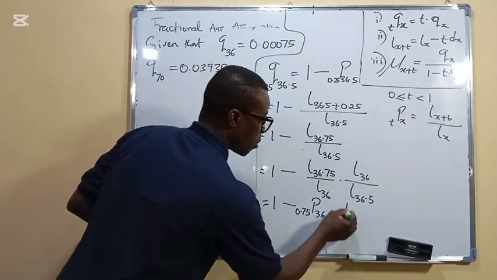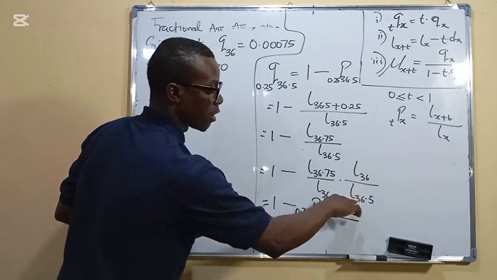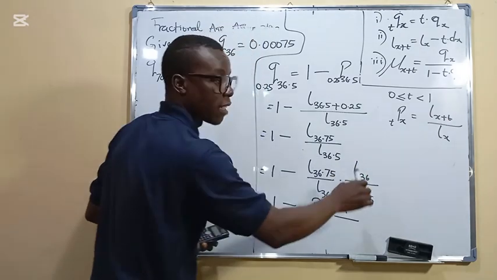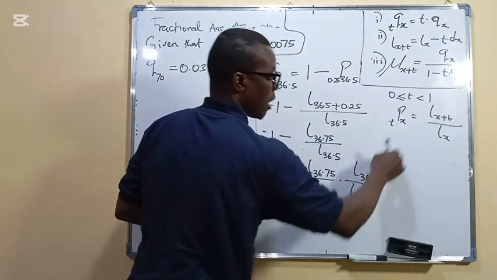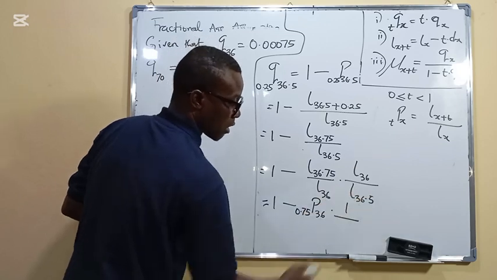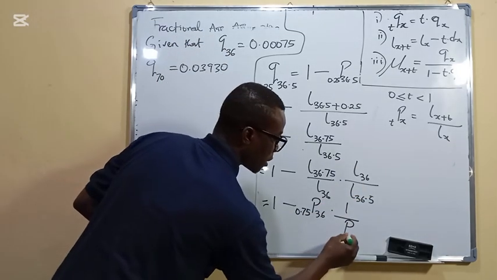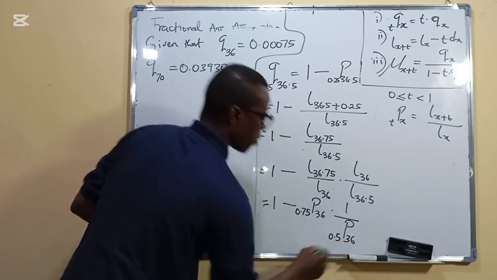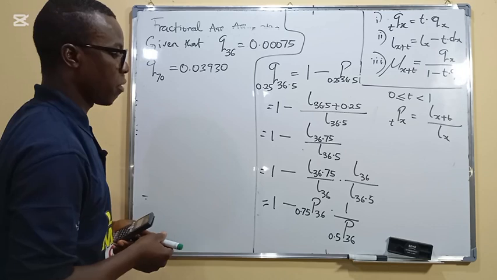And then dot, this will be 1 over, because when you see this, you can see this is more than this. Usually, the formula says this is greater than this, as in we have Lx+T over Lx. So you can see here we have 36.5. So I'm going to say that is 1 over the probability that a life aged 36 survives beyond 0.5.